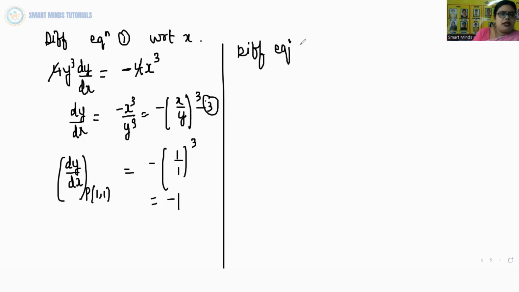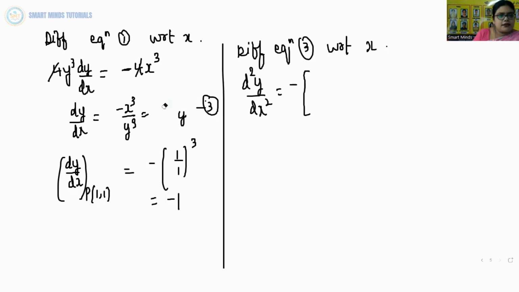Now differentiating equation number 3 with respect to x. So what is the derivative of dy by dx? It is d square y by dx square is equal to minus outside. Now what is the derivative of x cube by y cube? Let's take this, it will be easier to differentiate. This is equation number 3. Minus I took outside. X cube by y cube we need to differentiate now.